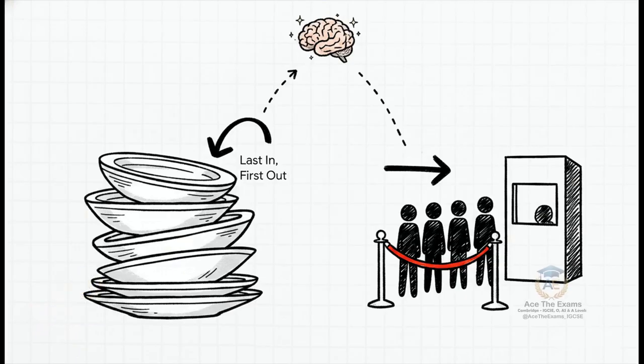Now visualize a long line of people waiting outside a cinema in the freezing rain. The first person who got there is the first one let inside. First in, first out, FIFO for queues.